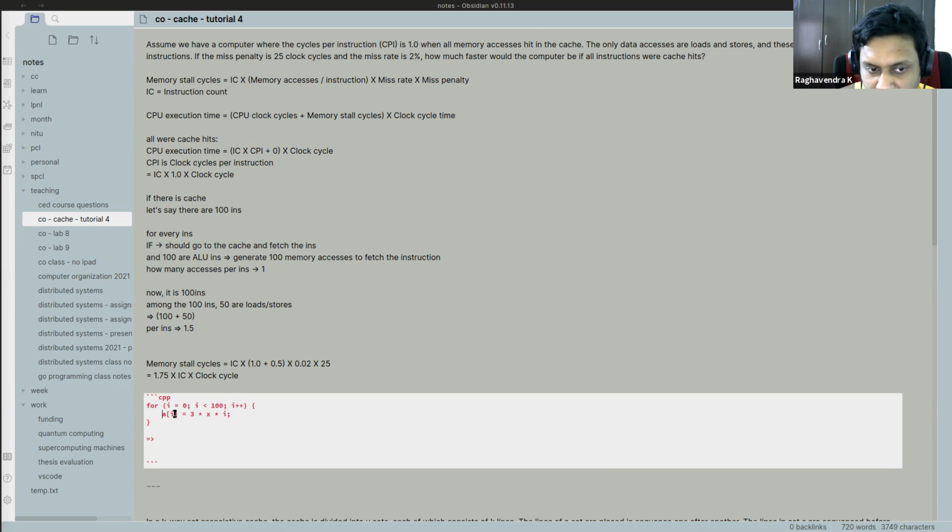So you are executing one instruction here, a of I is equal to 3 into x into I, and then you are executing a branch statement, right? If I convert this to assembly code, which you have already been writing, then this is one instruction. Of course, it's not a single instruction, but let's assume that it is. And then there is a branch instruction.